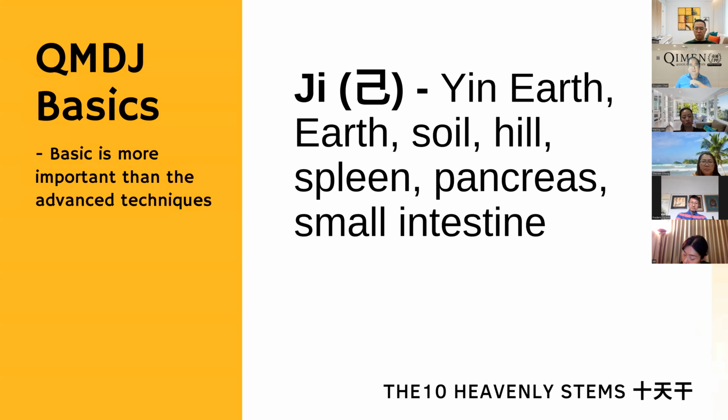Second, Ji. Ji is a yin version of the earth also, which means that it's not a big mountain, it's a small little hill. So is it going to be a blockage? Yes, it's going to be a blockage. Is it going to be money? No, it's not going to be money. Only the Wu representation is money. So the Ji stands for soil, hill, pancreas. Just remember that it's a small little hill, that's all. Not a very big blockage. One is a big hill, big mountain, one is a small hill, that's all.